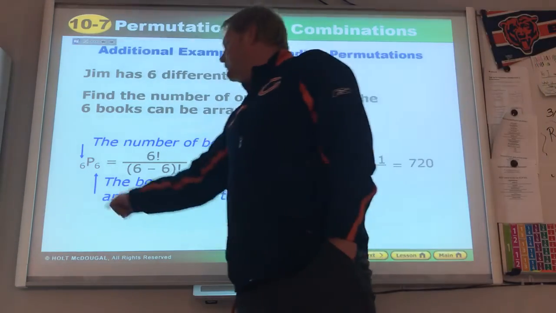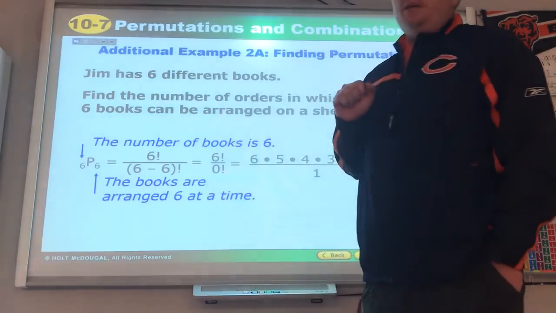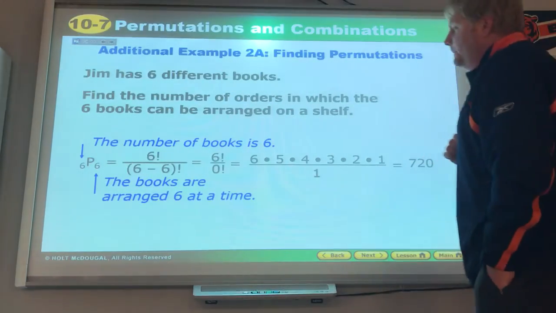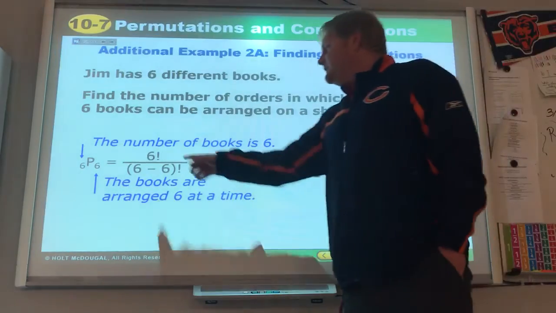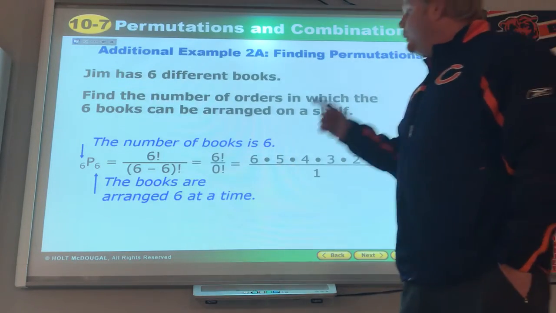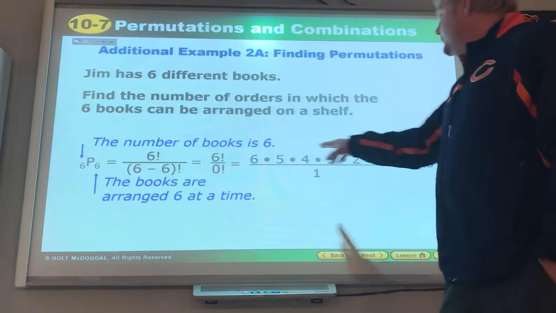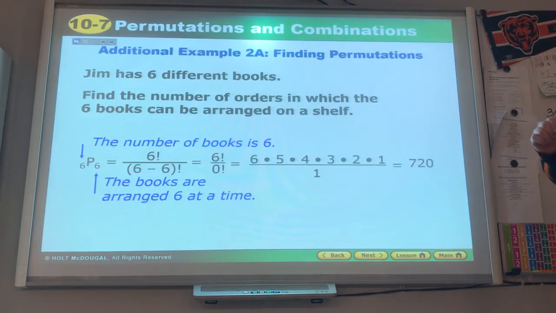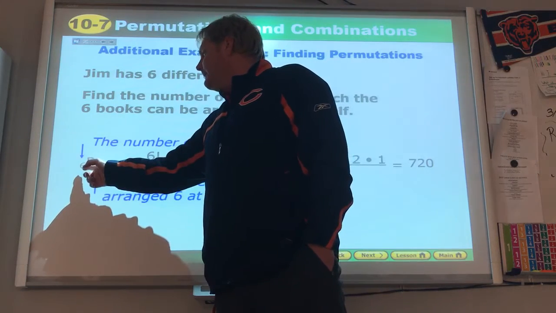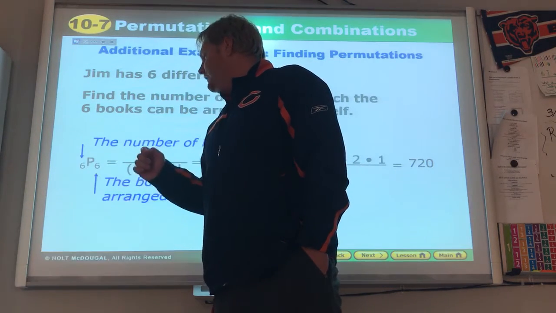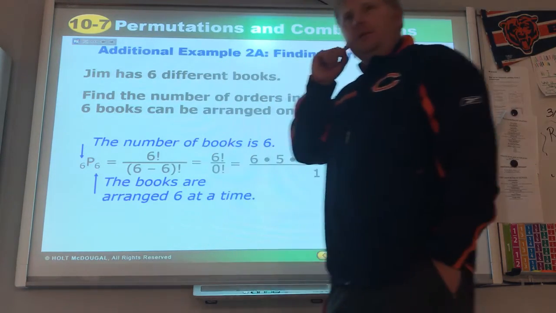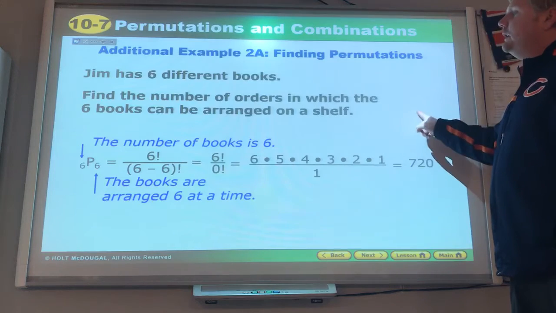This is the number of possible things to use. That's what that is. This is the number of spots possible. So 6 factorial over 6 minus 6 factorial. 6 factorial over 0 factorial is 720. That first number is the number of items you have. The second number is the number of spots available to put those items in. Let's look here.